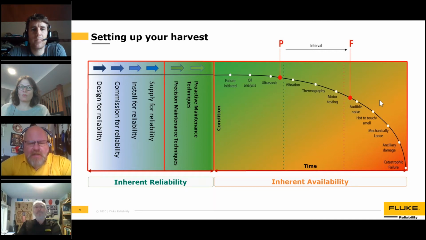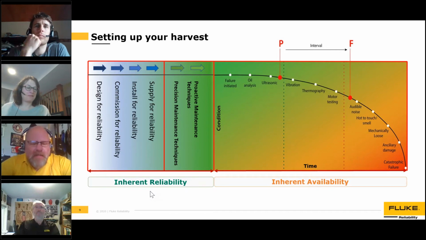And within the proactive side, it starts with designing for reliability, commissioning for reliability, installing for reliability, and kind of a new entry into this concept, supplying for reliability as well. Okay, very important. And then you get into the precision maintenance techniques that you can apply and adopt and deploy, and then the proactive maintenance techniques. And everything here is left of the PF that we're talking about. So we gave it a name, or I gave it a name, or actually we all gave it a name. It's not me, it's we.